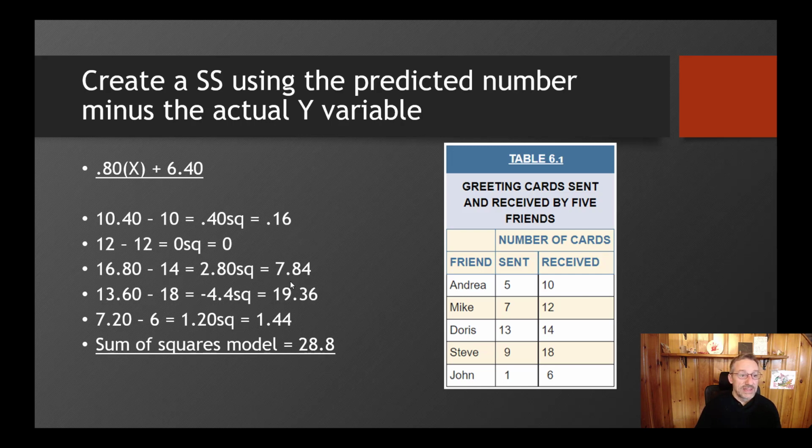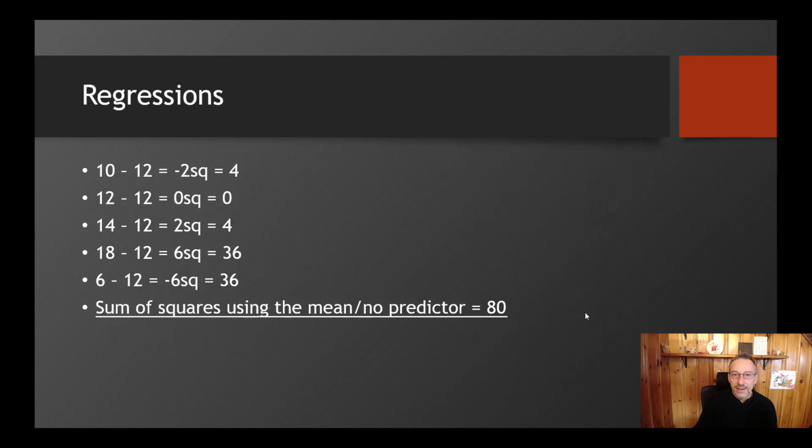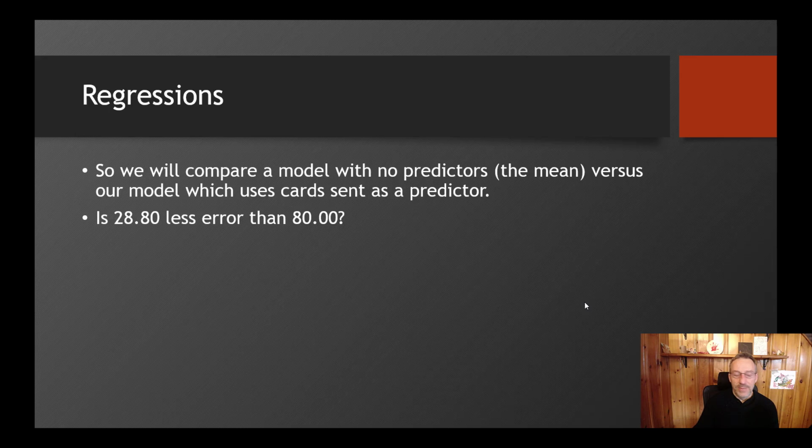So the 0.16, the 7.84, we'd add all those up, and we get a 28.8, which essentially is telling us that the error in our prediction is about a 28.8. And if we compare that to an 80, that seems like we got quite a bit less error in our model compared to a model with no predictors. So it feels like we're doing good. 28.8 compared to 80, it does seem like that's a big difference to me.